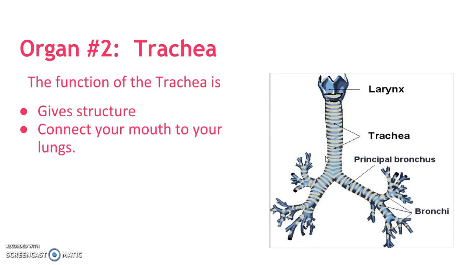The trachea, kind of your windpipe. You can feel the trachea on the front of your neck. It's got these weird ribs on them. Basically, it gives structure to your mouth and to your lungs and connects them. That's basically what it is. Connects your mouth to your lungs. Trachea.